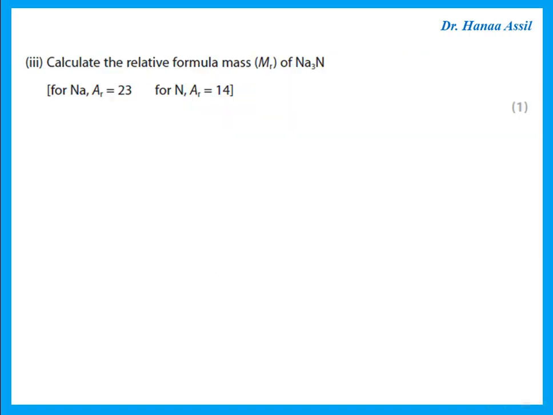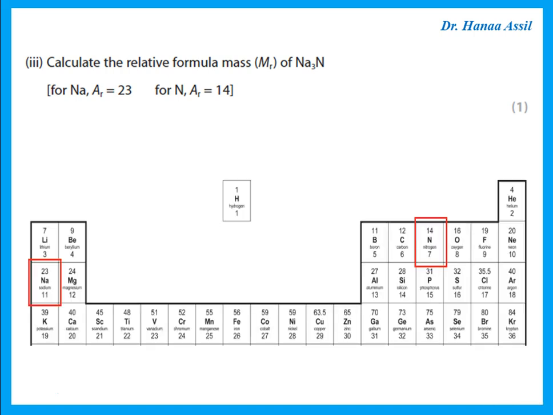Calculate the relative formula mass of Na3N. How do we calculate Mr of anything? The Mr is just the total of the mass numbers. So either we're going to look at the periodic table and choose the mass numbers, the bigger numbers. Sodium has 2 numbers, 11 and 23. The mass number is the 23. Nitrogen has 7 and 14. The mass number is the 14. We use the bigger number, even if he does not tell me. In this question, he tells me that the sodium is 23 and the nitrogen is 14.